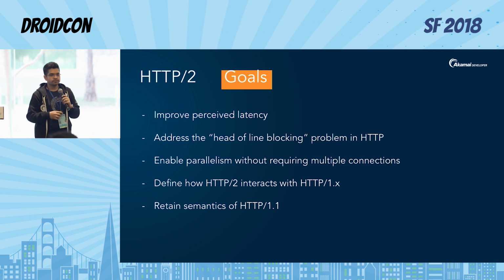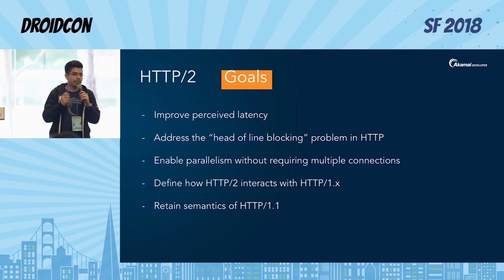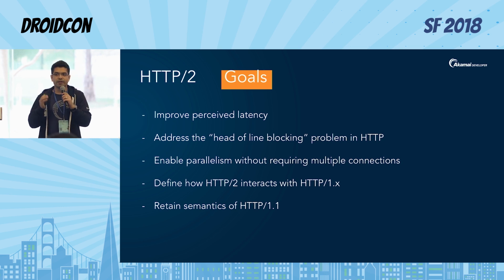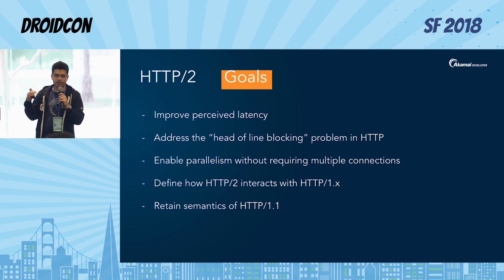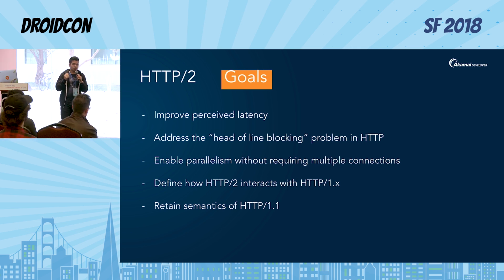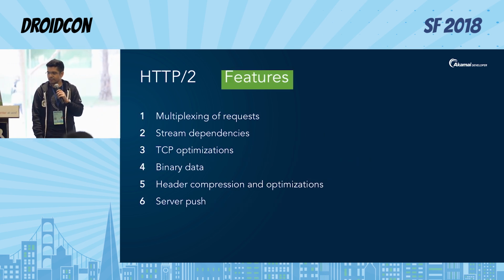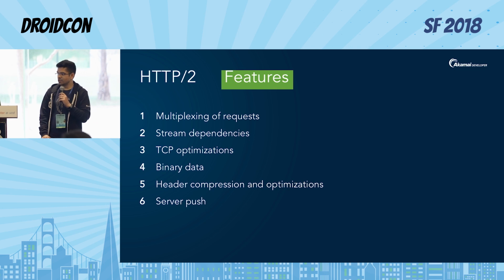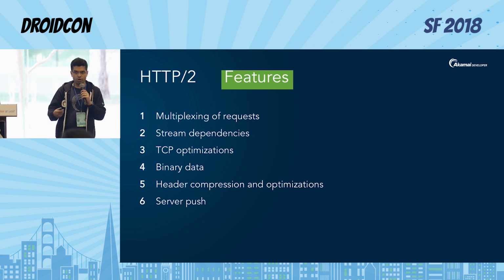That was another goal. Similarly, another very big goal was to help developers not make too many changes to migrate to HTTP2. So you could still remain with the semantics that you were using while you were using HTTP 1.1 and just do very few or minimal changes to move over to HTTP2. Talking about a few features, multiplexing of requests, stream dependencies, TCP optimizations, these are a few of the biggest features that we'll be talking about one by one.